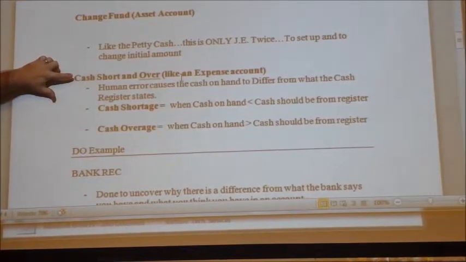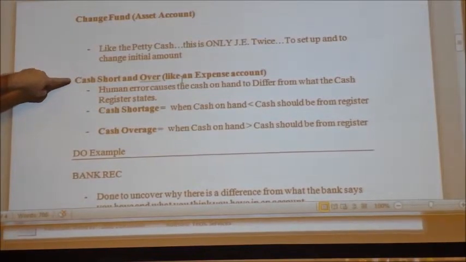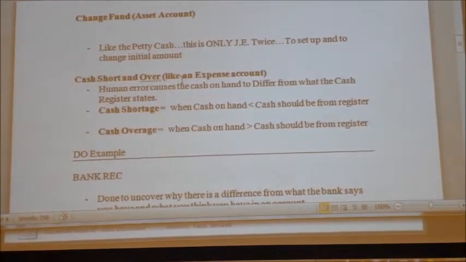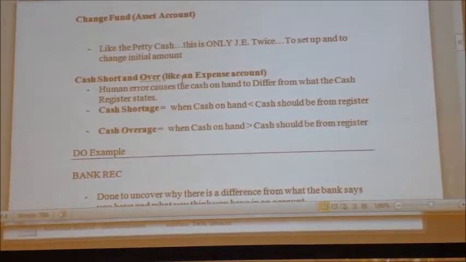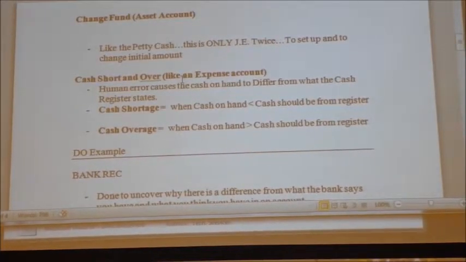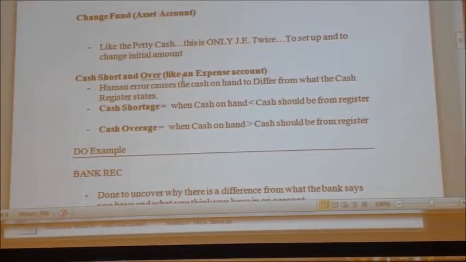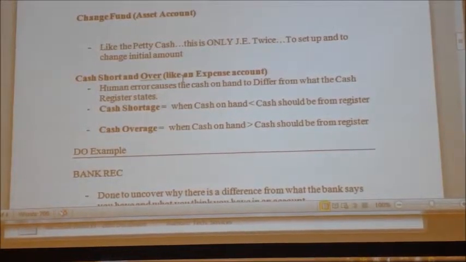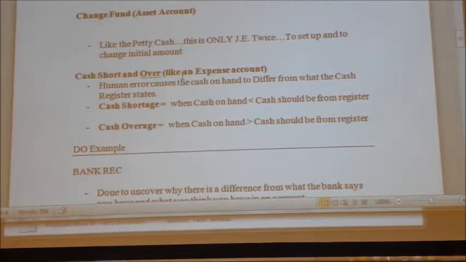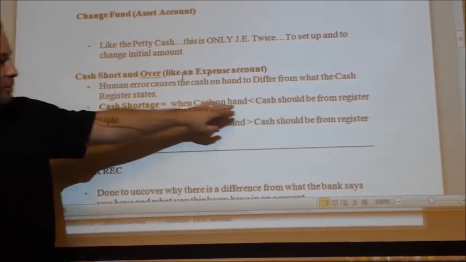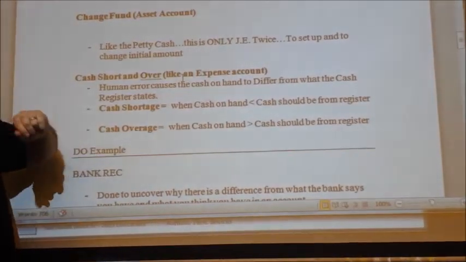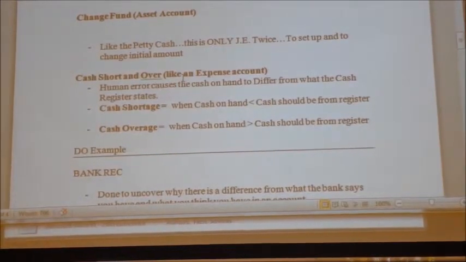This is where this account comes up a lot more frequently: cash short and over. When you're dealing with a change account, dealing with a register, there are going to be mistakes made. The register will say you had sales of this much, therefore you should have this much in cash left over, but you really don't. You have $50 and the register says you should have $55. Well, we're going to have to account for that as a cash short.